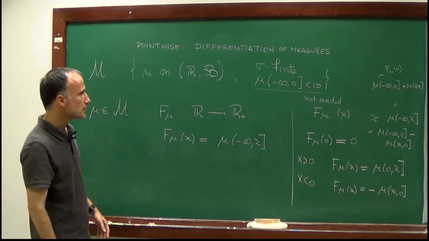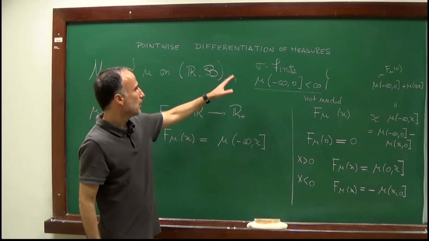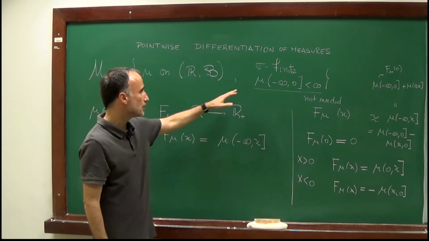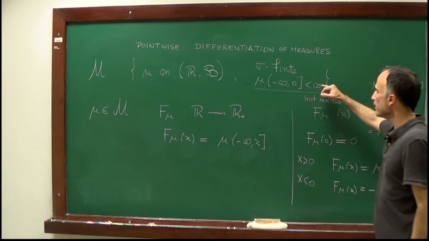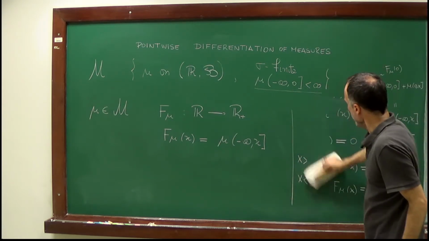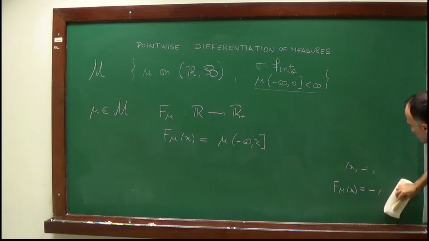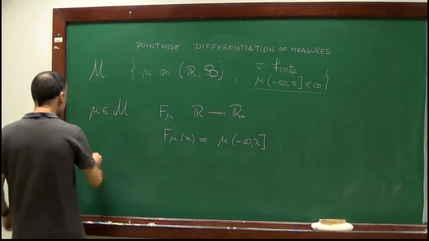So again, let me insist that this assumption is not needed, but it will simplify the notation, and we don't lose too much generality by assuming this expression. So from now on, and for the entire lecture, I will assume this condition, and I will define f_mu by this formula.